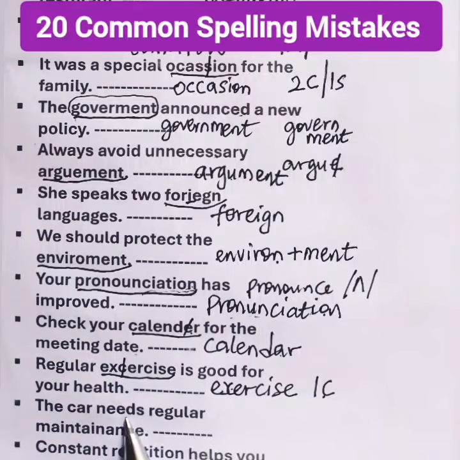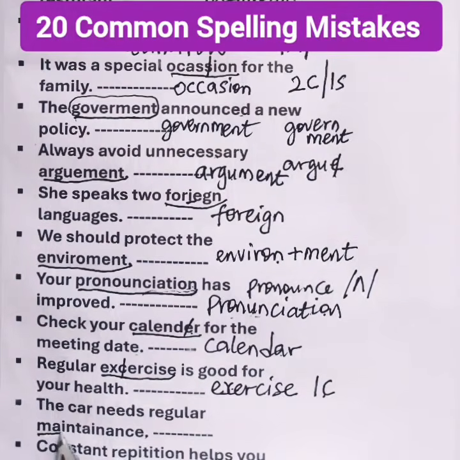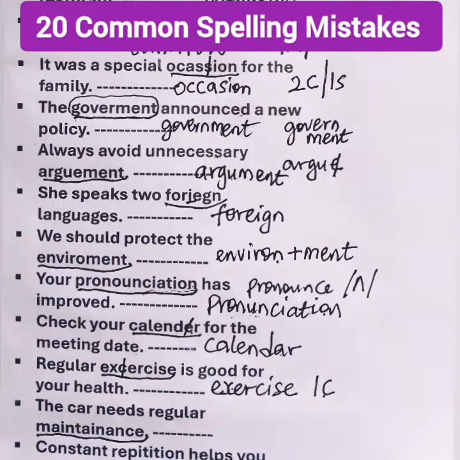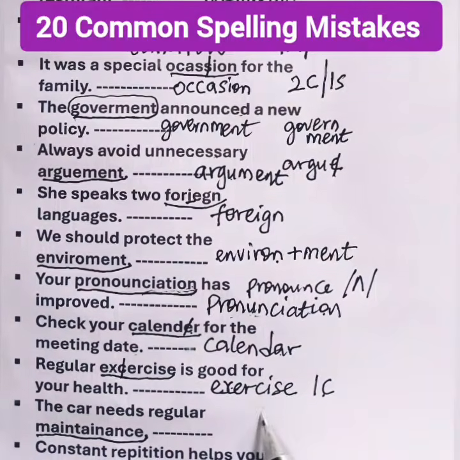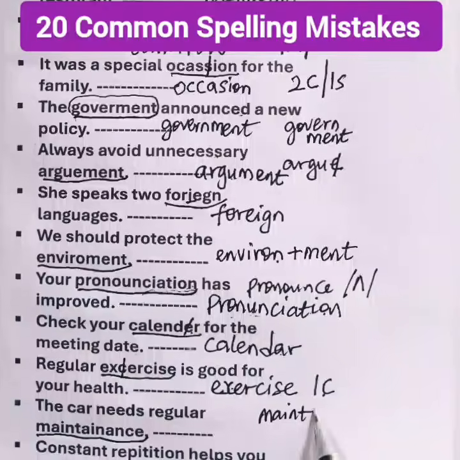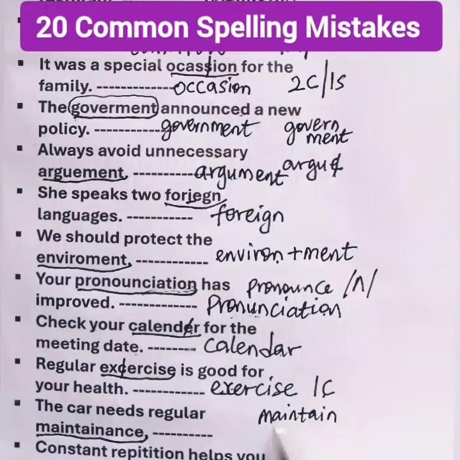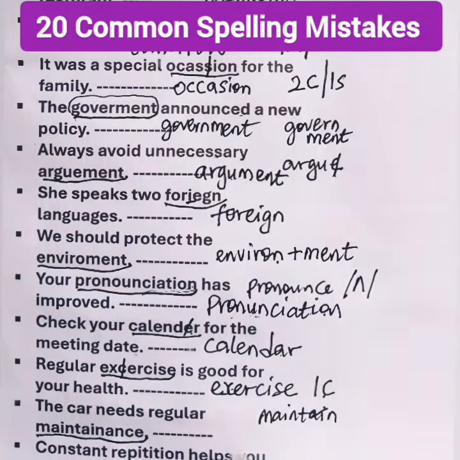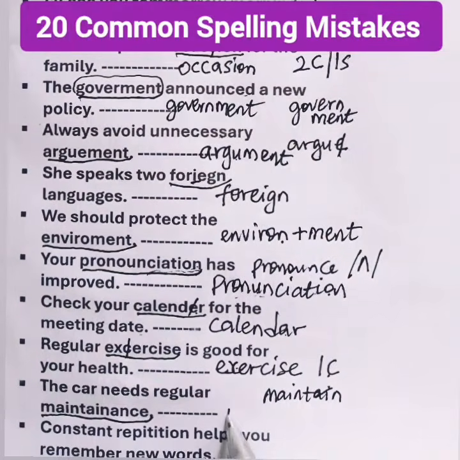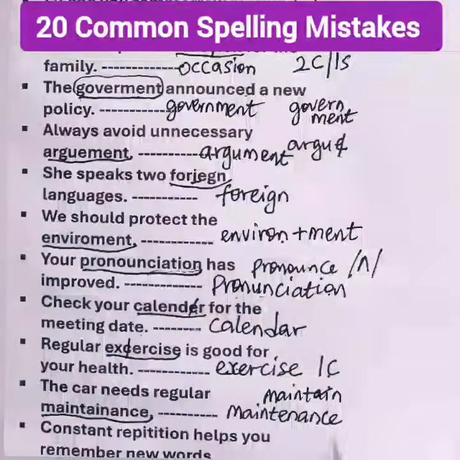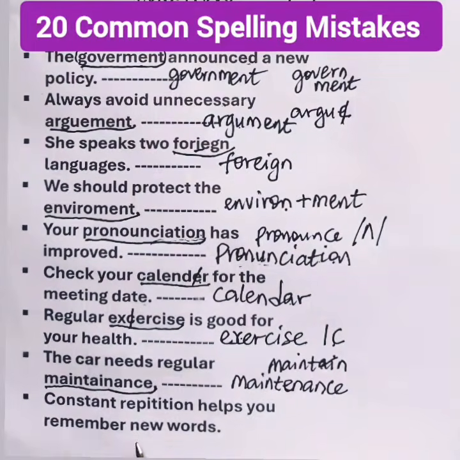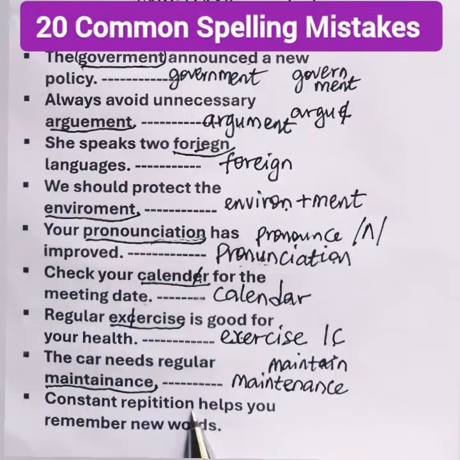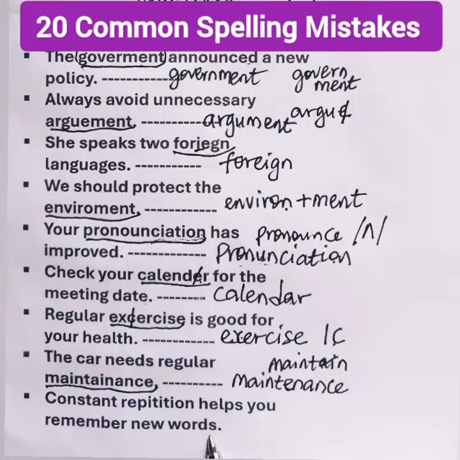Next, the car needs regular maintenance. This is one word that is always difficult for students to spell correctly. The verb form of it is maintain. But when writing the noun form, which is maintenance, this AI will not be there. So the correct form of writing maintenance is maintenance.